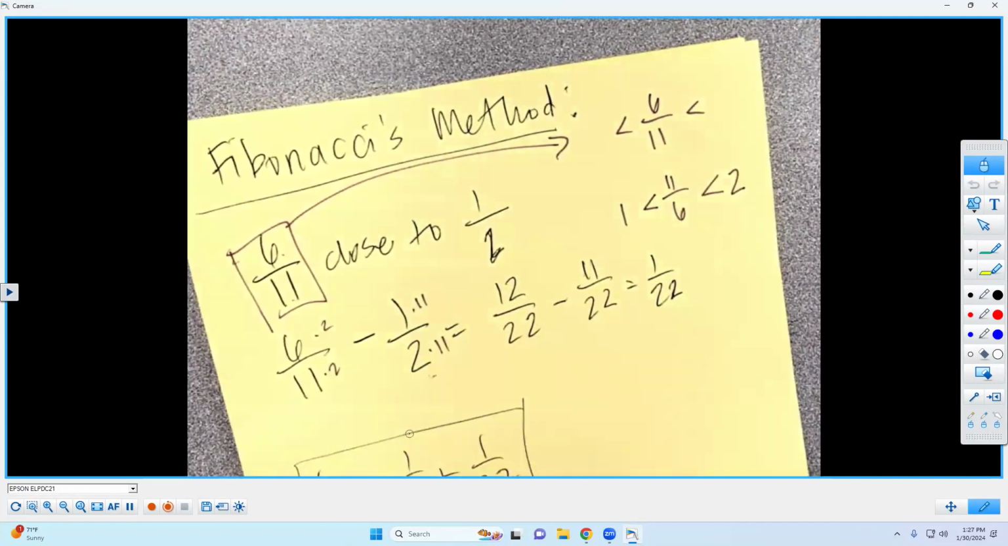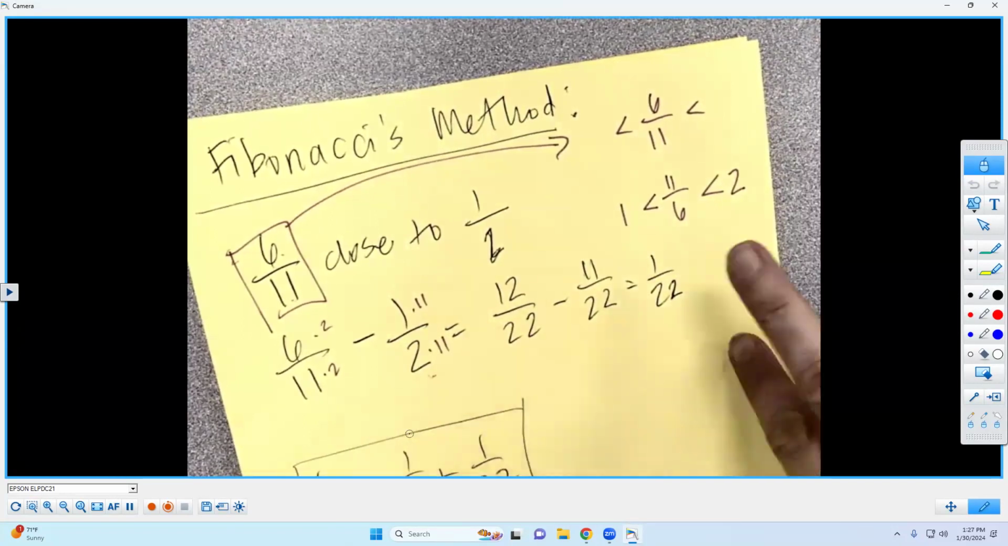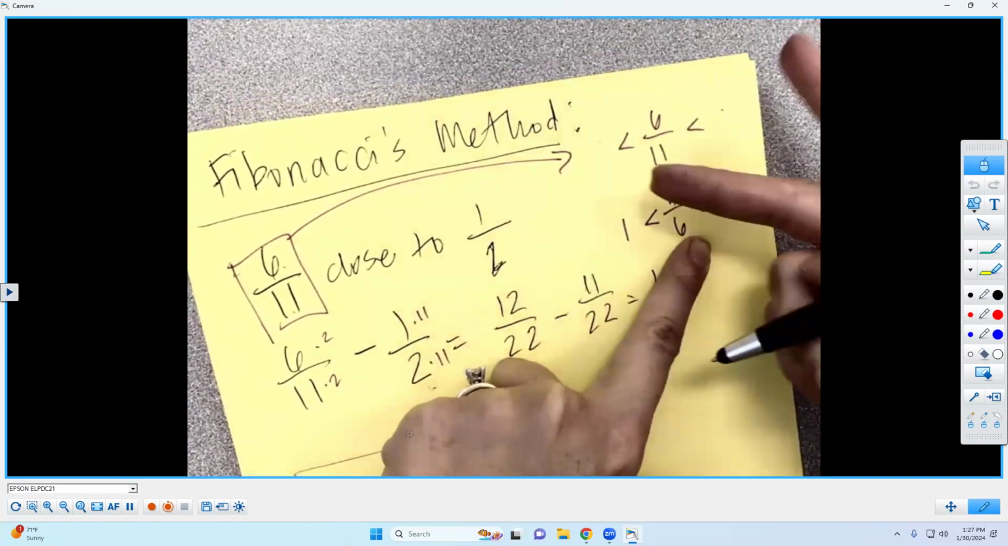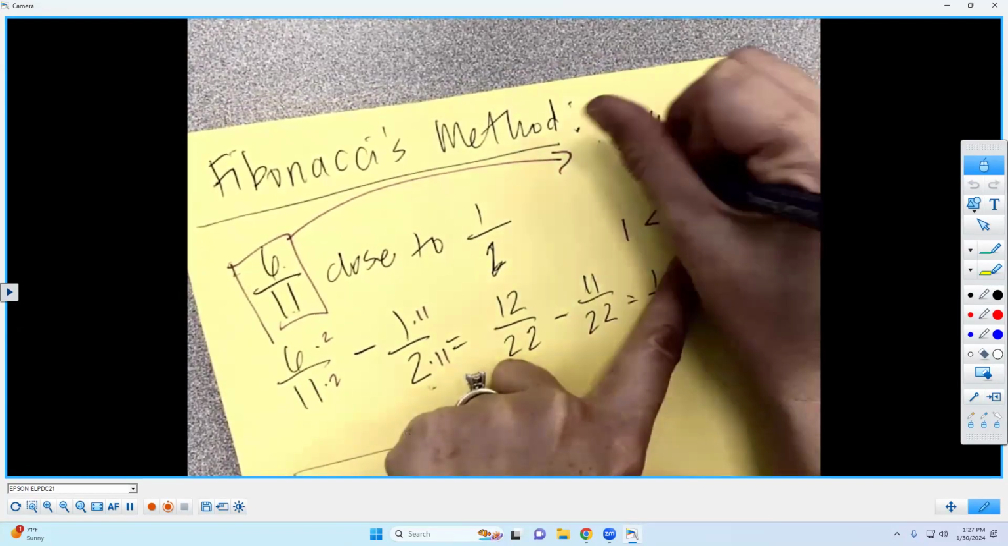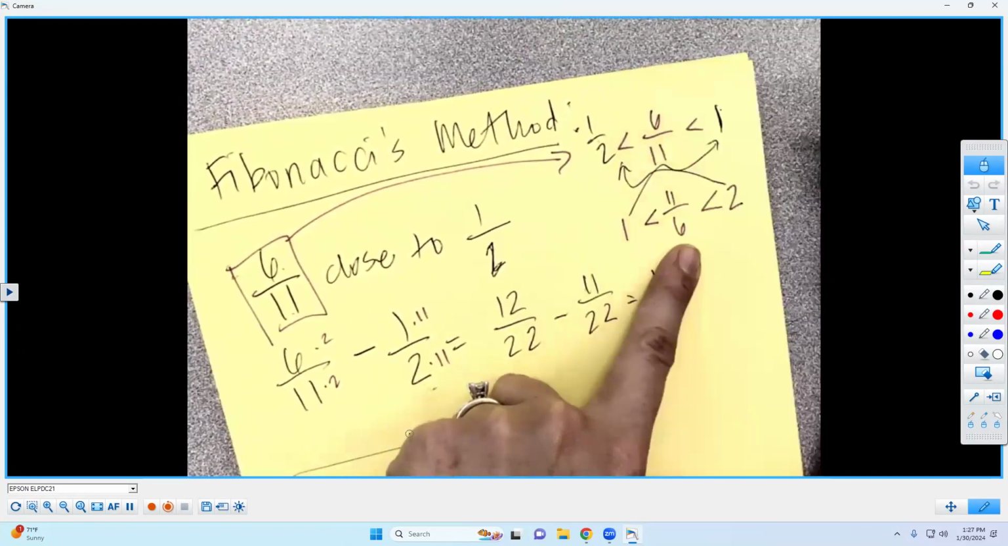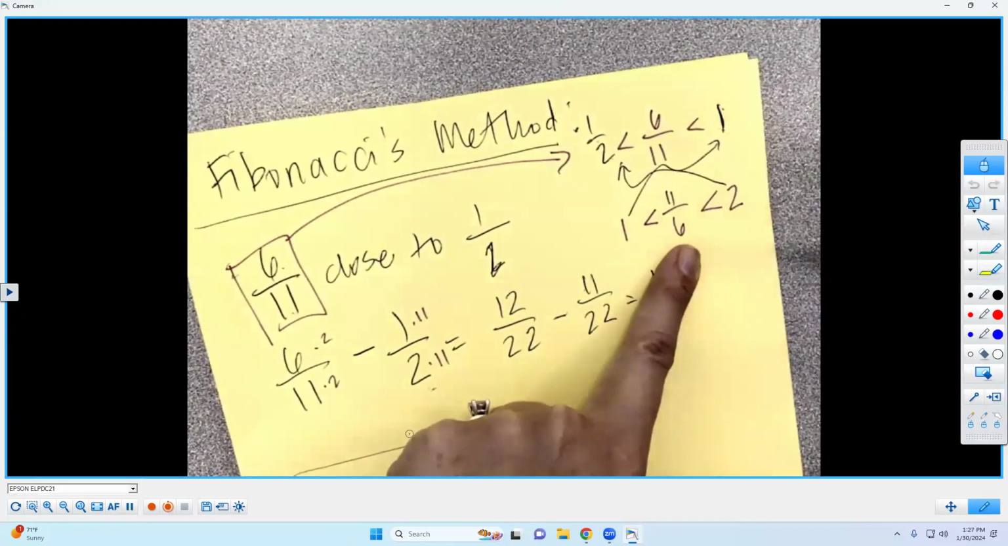Agreed? So when I flip it back, it's not in between 1 and 1/2. You've got to switch the positions. I flip it back here and it's 1/2 here. I flip this and it's 1 there. It's in between 1 and 1/2.